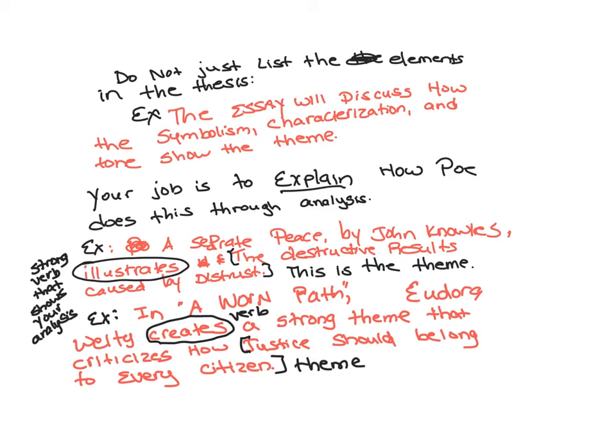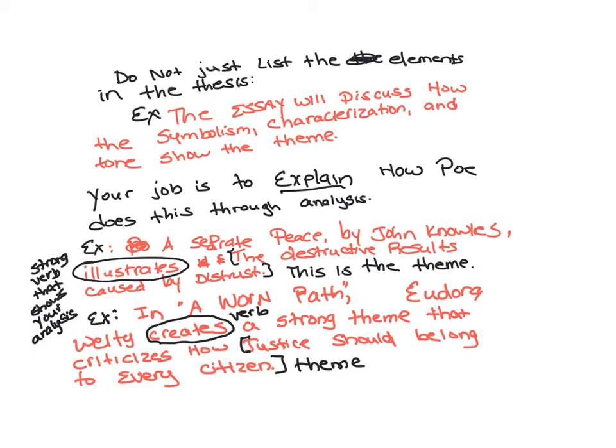So I've used 2 different pieces of literature. A separate piece by John Knowles illustrates the destructive results caused by distrust. The destructive results caused by distrust, that's one of the themes in the story. And what did John Knowles do? He illustrated it. Notice that it doesn't list the elements in there. That's what you have somewhere in the introduction that you're going to discuss. That's how the introduction is developed.